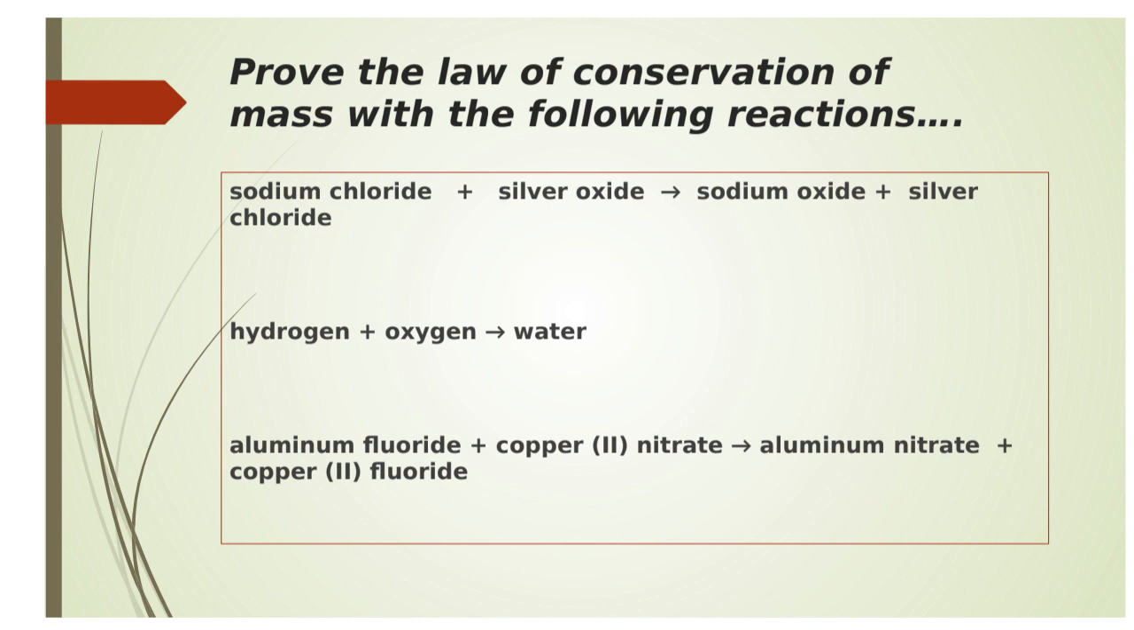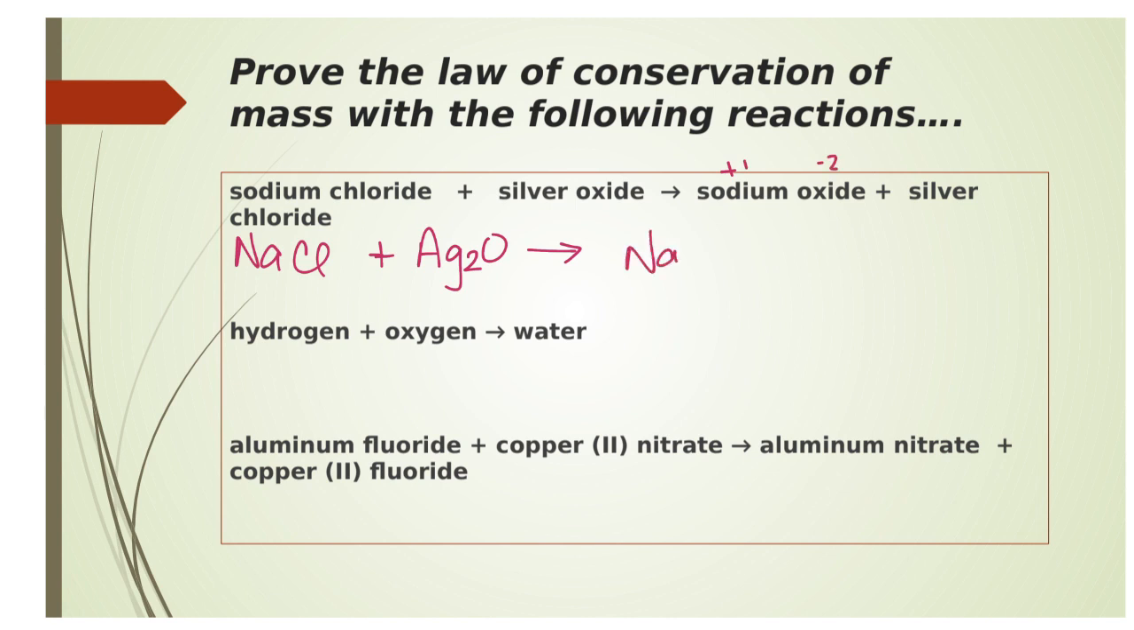I need sodium chloride. Get my pen ready here. Sodium chloride, so I need NaCl, and I'm going to react that with silver oxide. So silver oxide, silver has a charge of 1. Oxygen has a charge of 2. Do the crisscross rule, and you come up with your formula. And then we're going to make sodium oxide. Sodium has a charge of 1. Oxygen has a charge of -2.